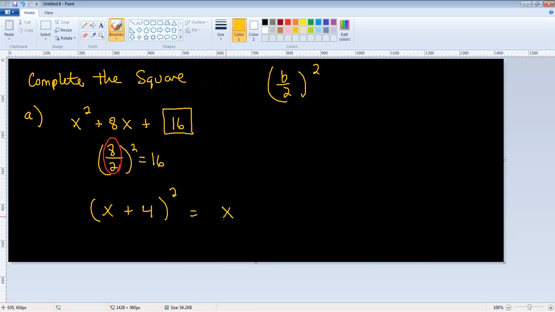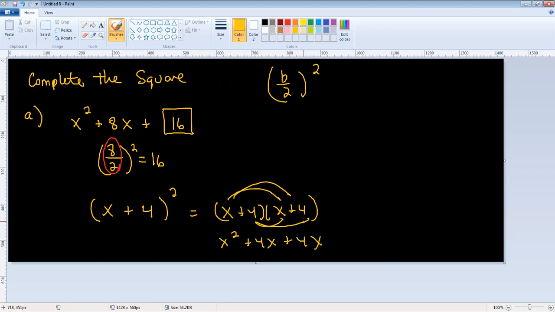And if we take this and say x plus 4 times x plus 4, what are we going to get? X squared, right? And what are we going to get here? 4x. What are we going to get here? 4x. And then what are we going to get here? We have 16. So is this the same as this? Well, if you take 4 plus 4, doesn't that make 8? So yes.